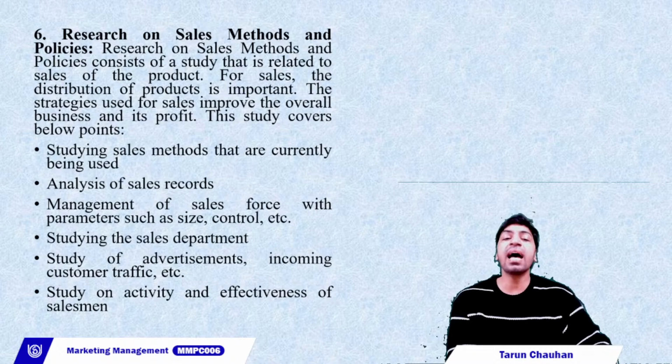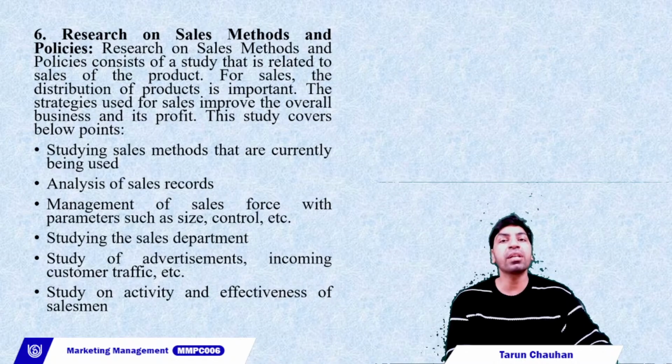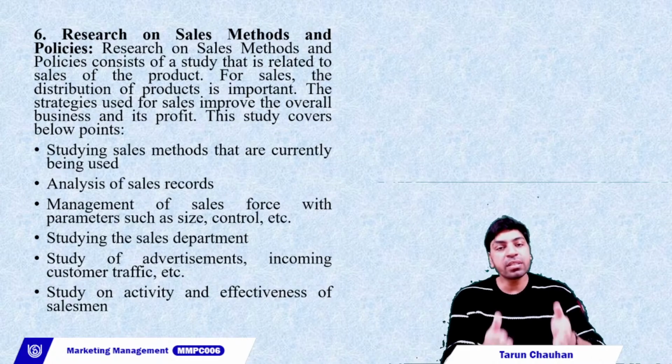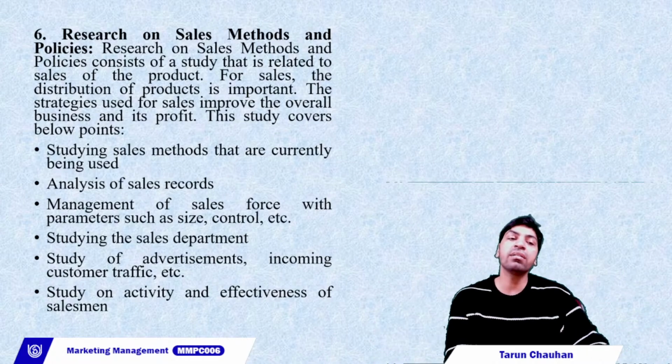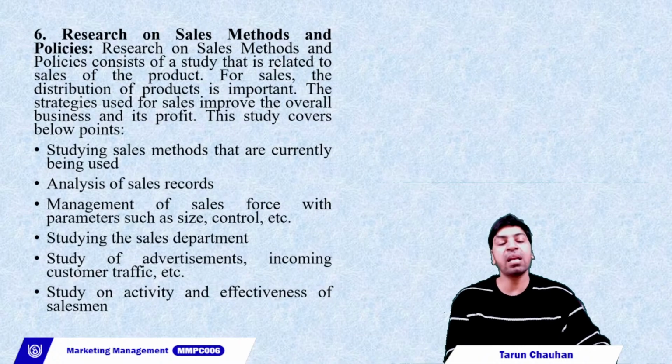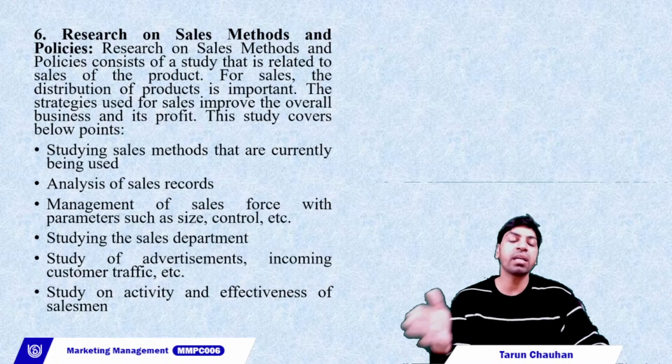You can study the activities and the effectiveness of salesmen towards a particular product or towards a different product. So these are the various areas where an individual or researcher could study and make a synopsis or a project on topics related to a particular industry or product.